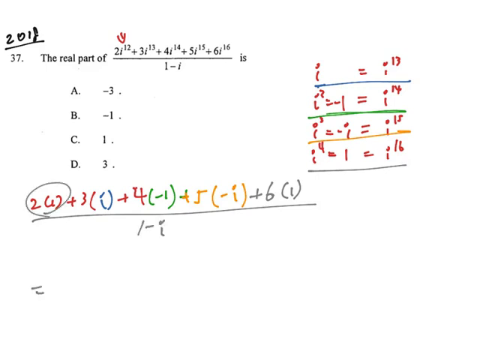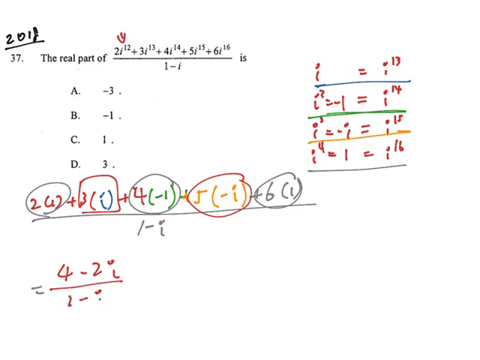And for the numbers, you can see these three numbers, then we can combine, it becomes 4, and then the i term, so 3i minus 5i, so -2i, over 1 minus i.